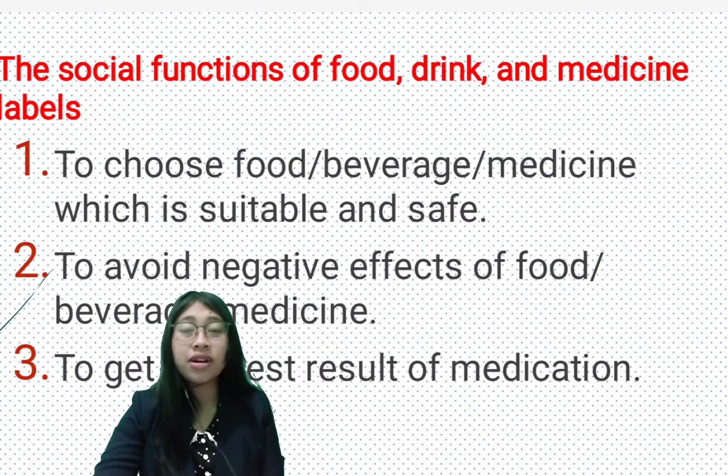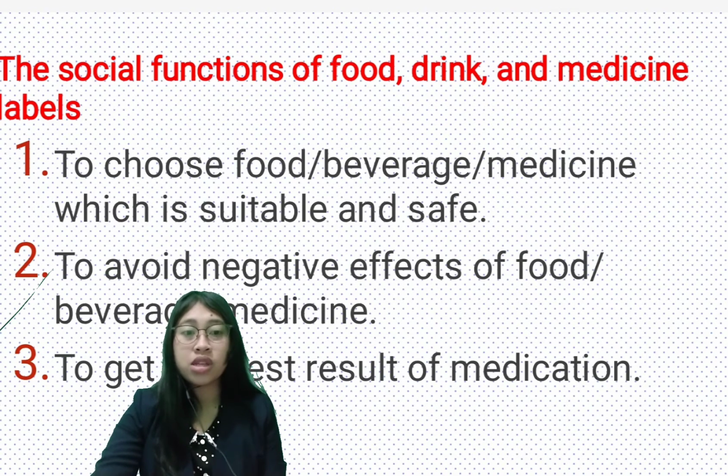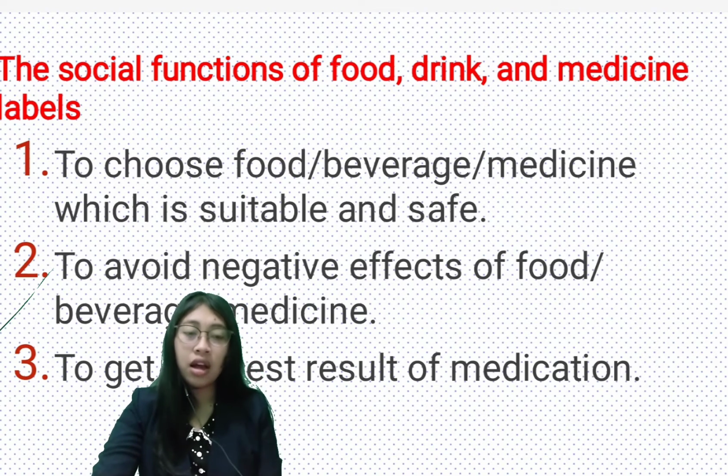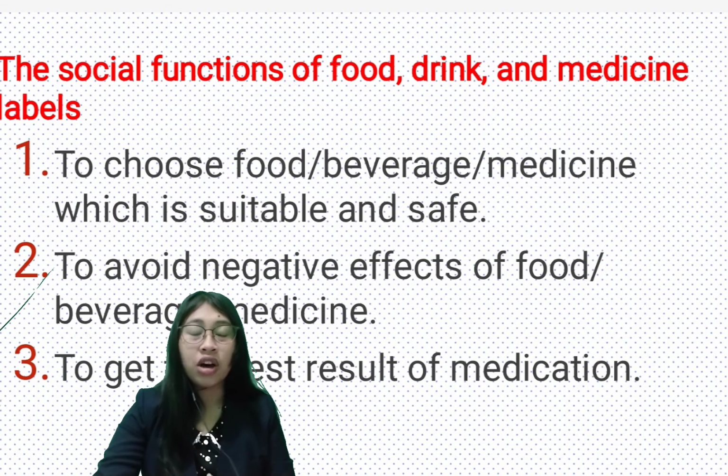Now, the social function of the labels of food, drink, and medicine. The first one is to choose food, beverage, or drugs which are suitable and safe to consume. Second is to avoid negative effects of food, beverages, and drugs. The third and the last is to get the best result of drugs.